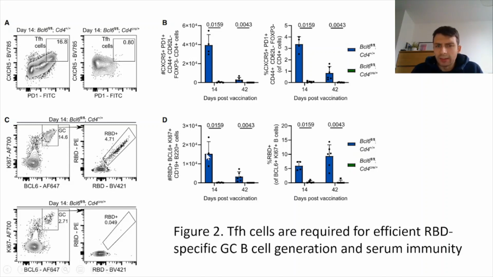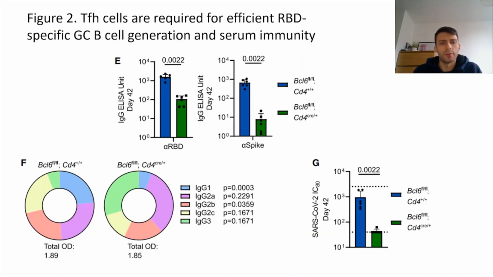This is quantified out in D. You can see that the green bar, the green dots are essentially on the x-axis. There are very, very few RBD-specific germinal center B cells found in these mice. And what this tells us is that Tfh cells are required for the efficient generation of RBD-specific germinal center B cells. In the second half of the figure, we did some serum analysis from these mice.